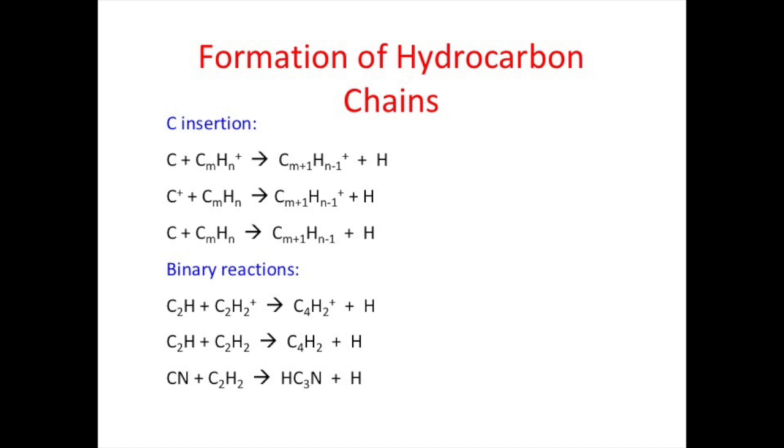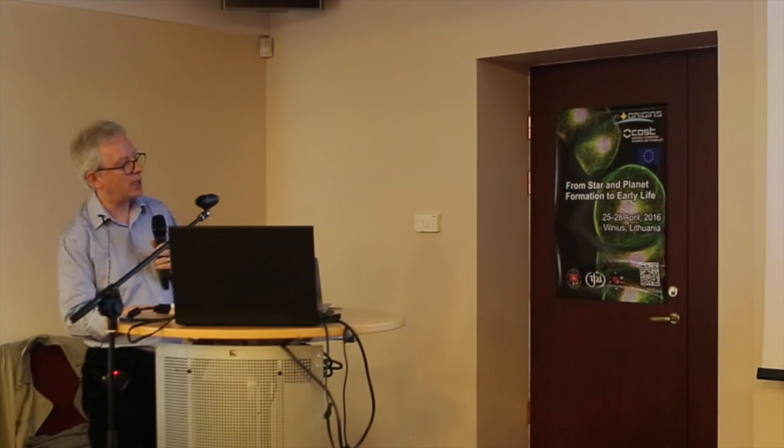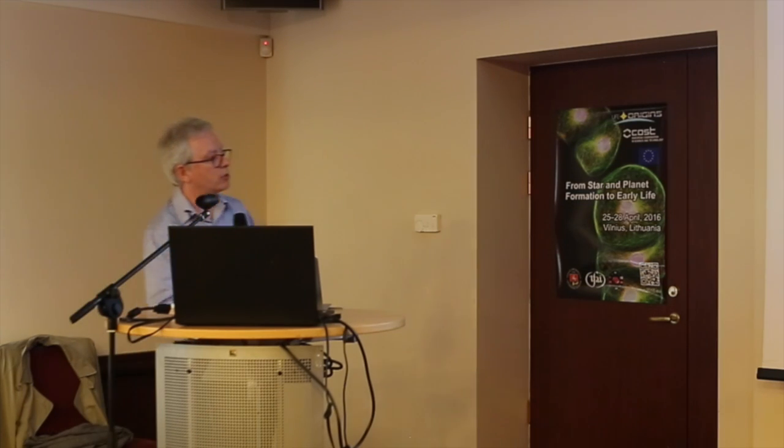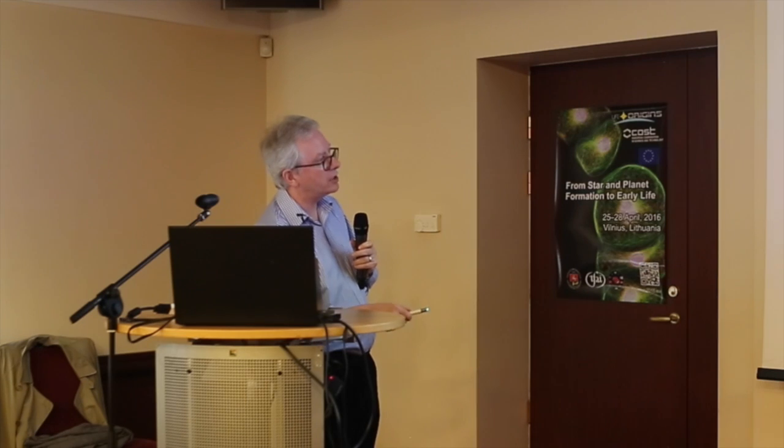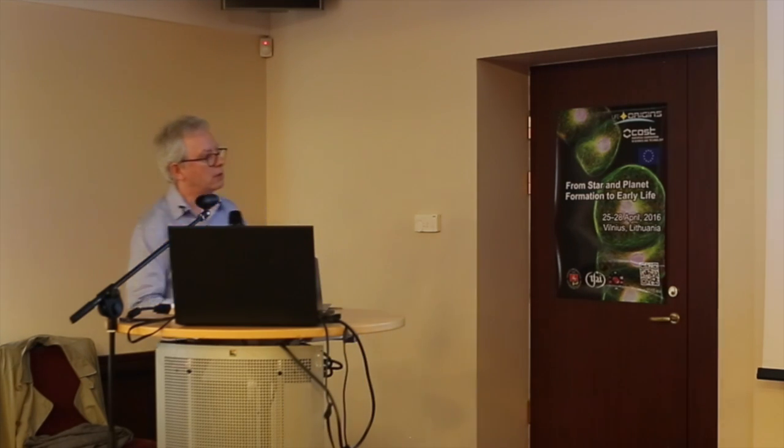There are reactions between neutral species that are very effective even at 10 degrees Kelvin. So the reaction between CN and acetylene forms the simplest cyanopolyene HC3N very rapidly at very low temperatures. And there are equivalent reactions that build up these bigger molecules. You can build from C4 to C6 to C8 and so on.